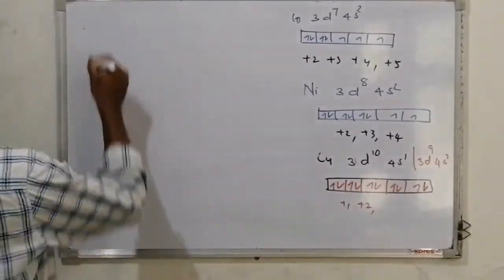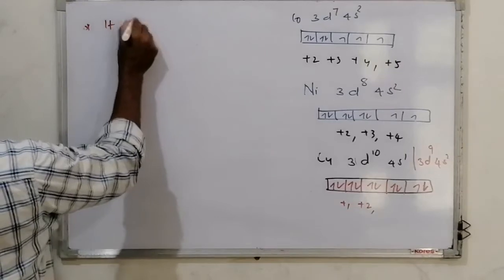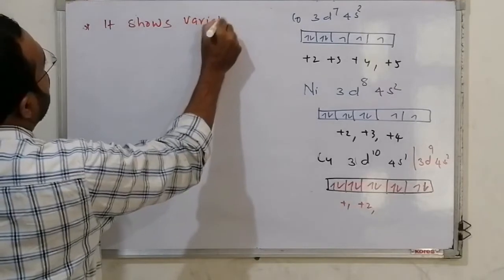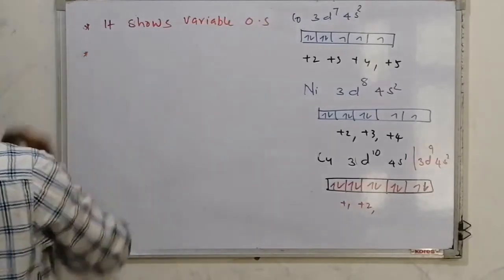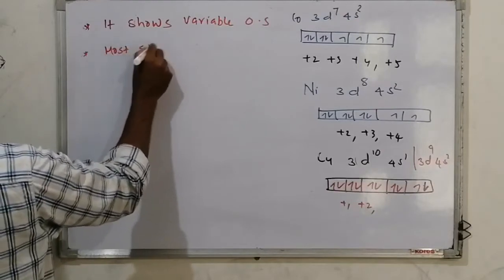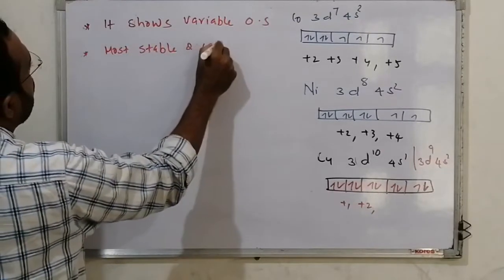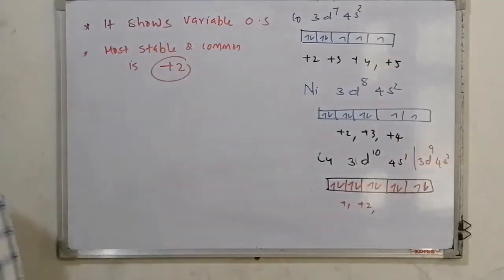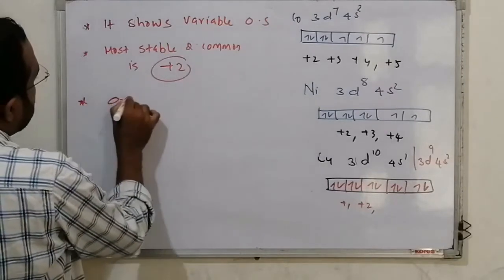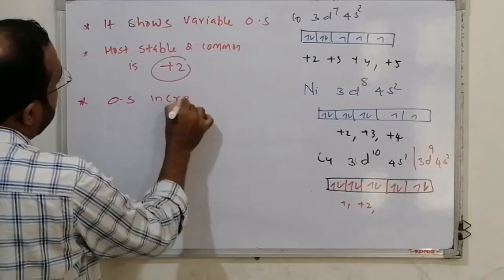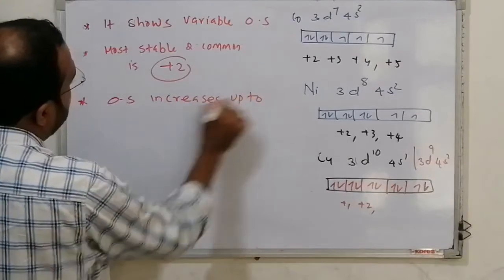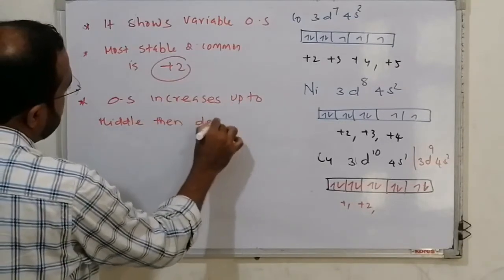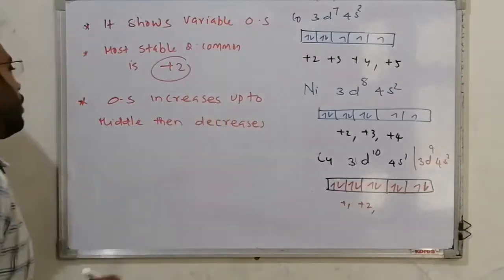The first conclusion is that transition metals show variable oxidation state. The most stable and common is +2. Everybody shows the +2. Third, oxidation state increases up to the middle, then decreases.